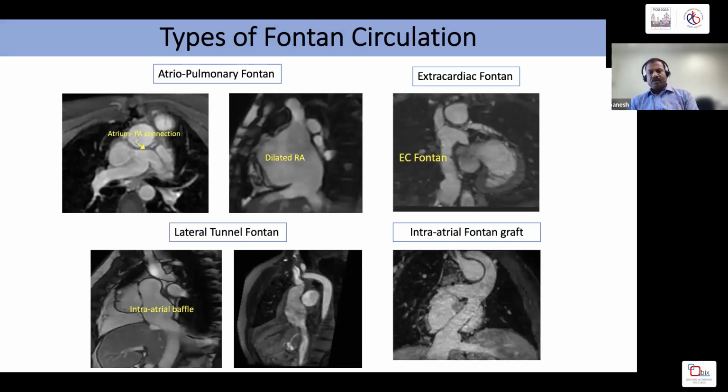And in few patients with isomerism and abnormal lie of the heart, we have done intraatrial Fontan graft where the graft runs through the atrial mass. The atriopulmonary Fontan is no longer performed, and lateral tunnel we performed few years before, but we don't do currently.